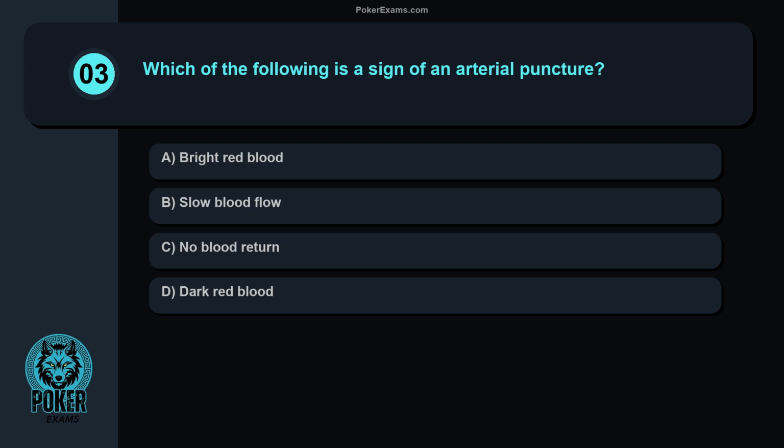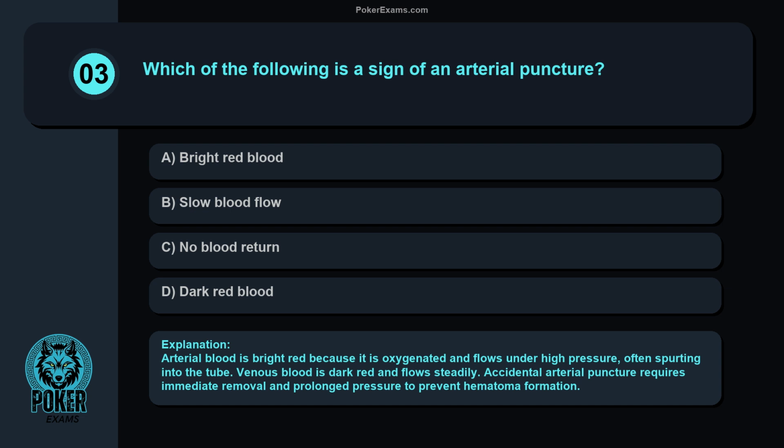Question 3. Which of the following is a sign of an arterial puncture? Bright red blood. Slow blood flow. No blood return. Dark red blood. Arterial blood is bright red because it is oxygenated and flows under high pressure, often spurting into the tube. Venous blood is dark red and flows steadily. Accidental arterial puncture requires immediate removal and prolonged pressure to prevent hematoma formation.